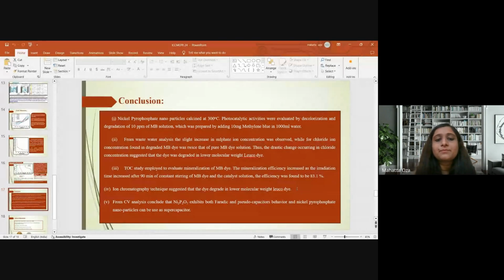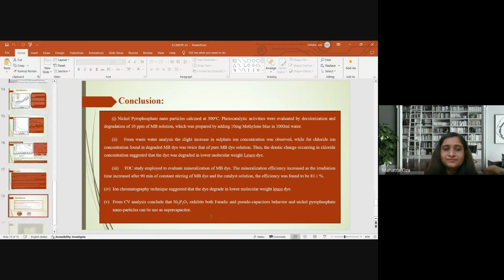TOC study was employed to evaluate mineralization of MB dye. The mineralization efficiency increases as irradiation time is increased, after 90 minutes of constant stirring of MB dye and the catalyst solution. The efficiency was found to be about 83%. Ion chromatography suggested that the dye degraded into a lower molecular weight leuco dye. CV analysis concludes that nickel pyrophosphate exhibits faradaic and pseudocapacitor behavior, and nickel pyrophosphate nanoparticles can be used as a supercapacitor.